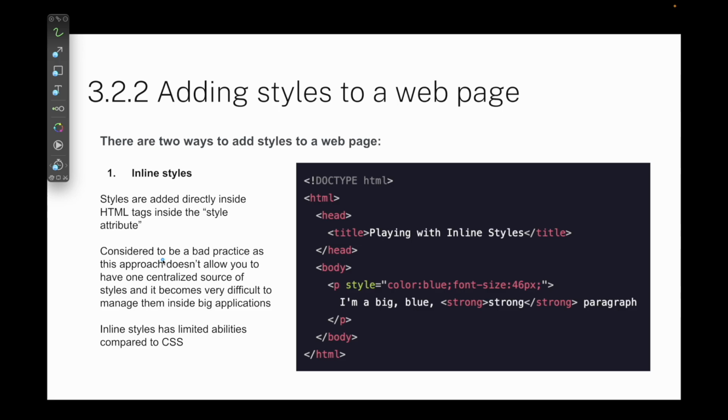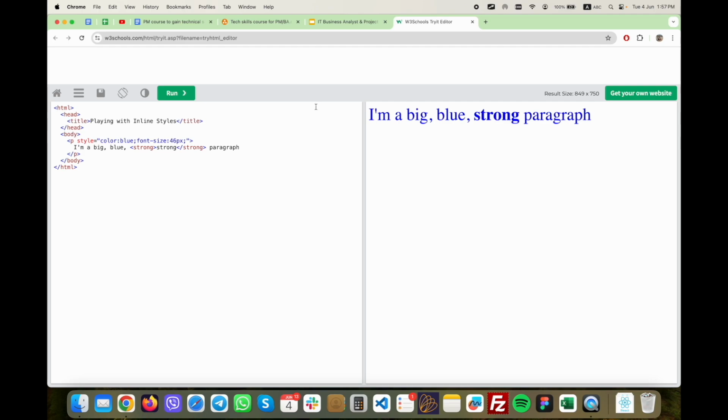Let's take a look in a real coding environment. So here's an online editor for HTML and CSS. We can play with the files on a local machine, but it's much easier to do this online. So here we have HTML markup. Here we can see the output. That's how this markup is going to be displayed in a real web browser. And we can see that the text is blue and it's really 46 pixels.